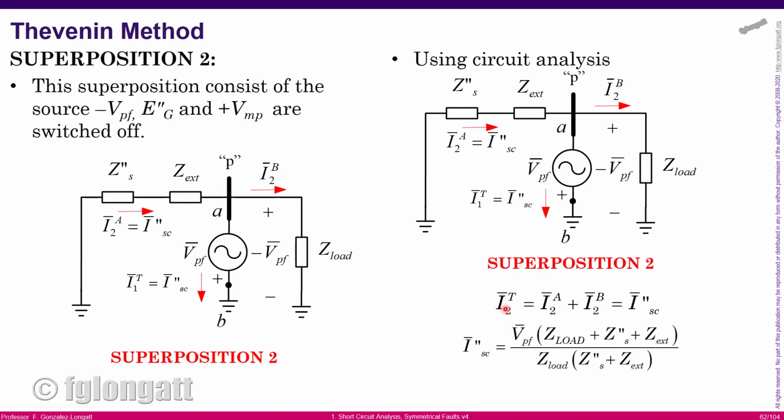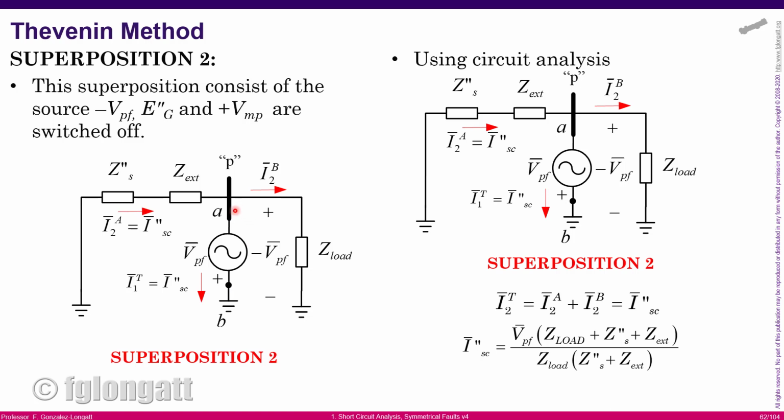On the other hand, during superposition 2, I have this voltage source and there is current moving in this branch and in this branch, and both of them are going to the short circuit. For circuit analysis, you can use the method that you want, but the fault current will be this voltage over here divided by the total impedance. And what is the beautiful surprise? That the total impedance is equivalent to the Thevenin impedance that we already calculated.